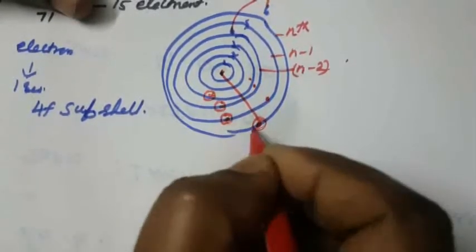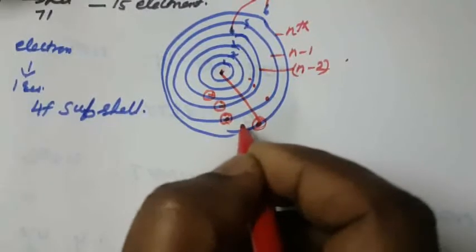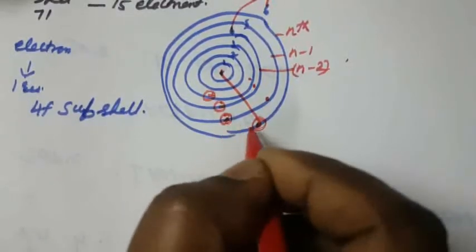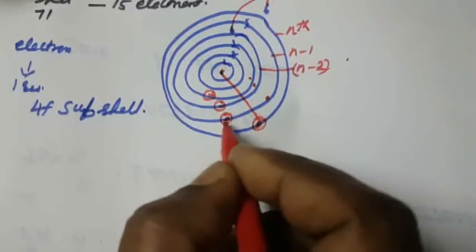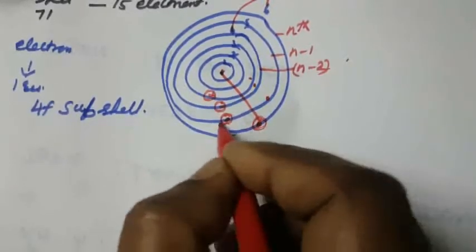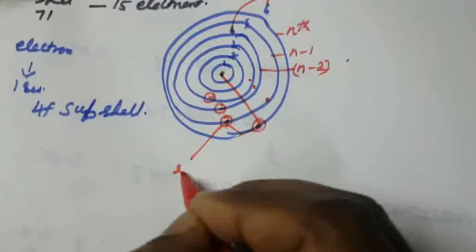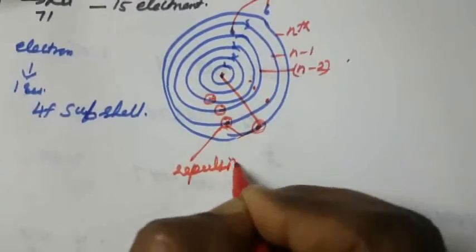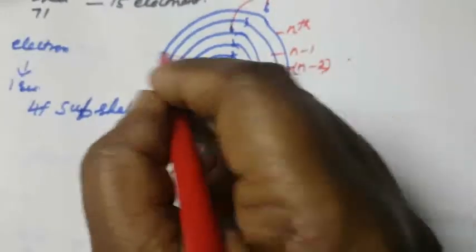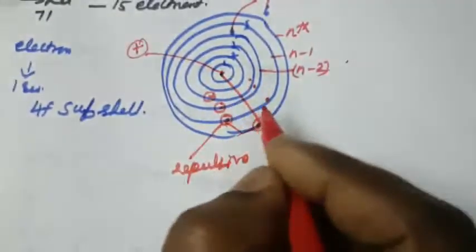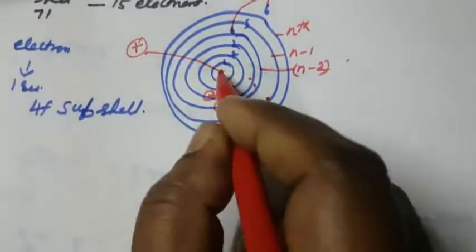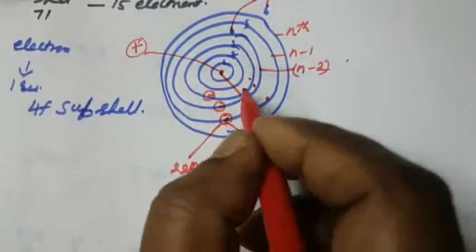Between the two orbitals, the electrons are repulsive in nature. What is the reason for the repulsion? Because both have the same charge. So that is the repulsive force. But the protons are positively charged, right? The nucleus is positively charged and the electron is negatively charged. The positive and negative charges will attract.